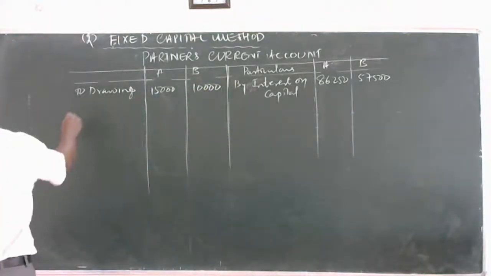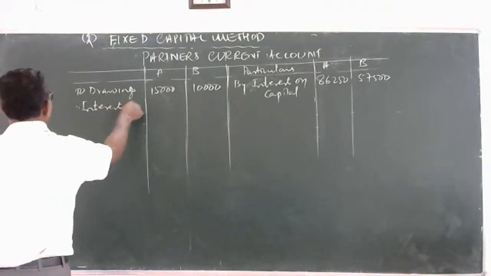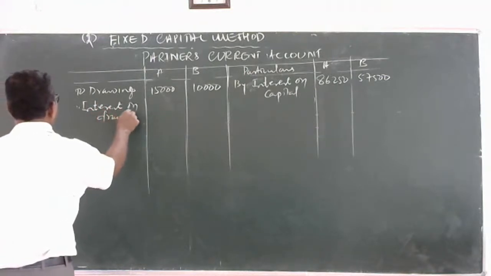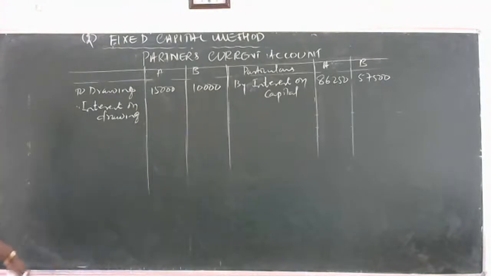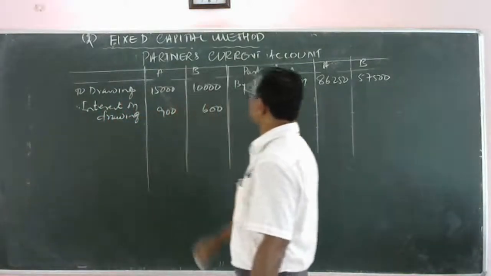Similarly, interest on drawing is debited to partners' current account, right? Debited to partners' current account 900 and 600.